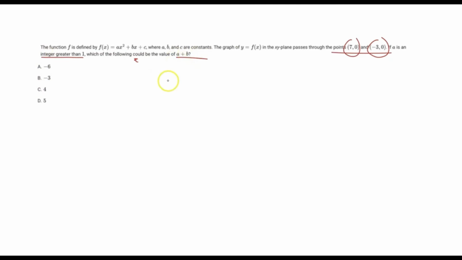So first off, let's just write what we know. So we know f of x is our function, and a is an integer greater than 1, except we don't know what it is, right? So let's just write a to represent it. However, what we do know are the roots, and that is 70 and negative 30. So when you have these coordinate points as solutions, you can rewrite them in their factored form. So 70 can be rewritten as x minus 7, because when you set this equal to 0, you solve and get positive 7. And negative 30 can be rewritten as x plus 3.